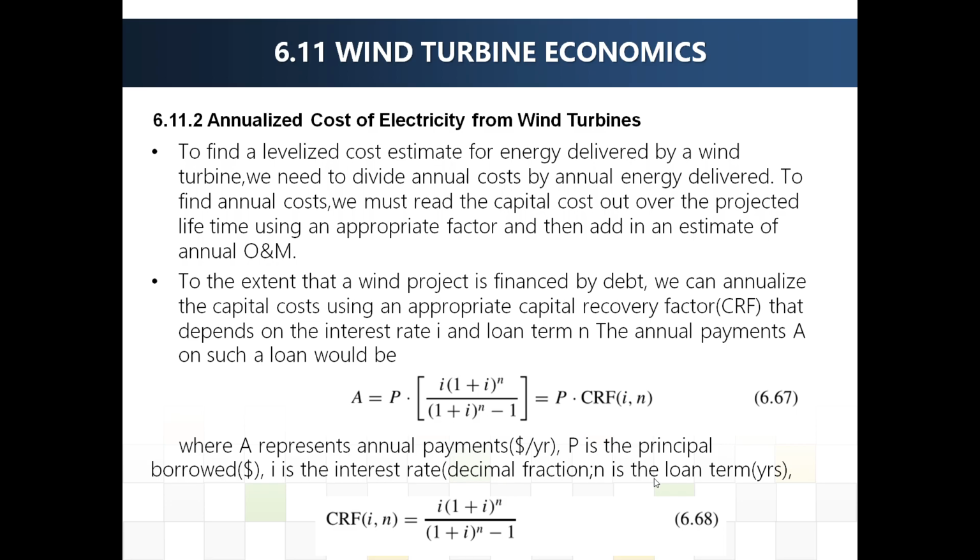The annual payment A on such a loan will be A equals the principal multiplied by i times (1 plus i) to the power n, divided by (1 plus i) to the power n minus 1. So it is equal to the principal multiplied by the capital recovery factor. So the capital recovery factor is equal to i times (1 plus i) to the power n, divided by (1 plus i) to the power n minus 1.